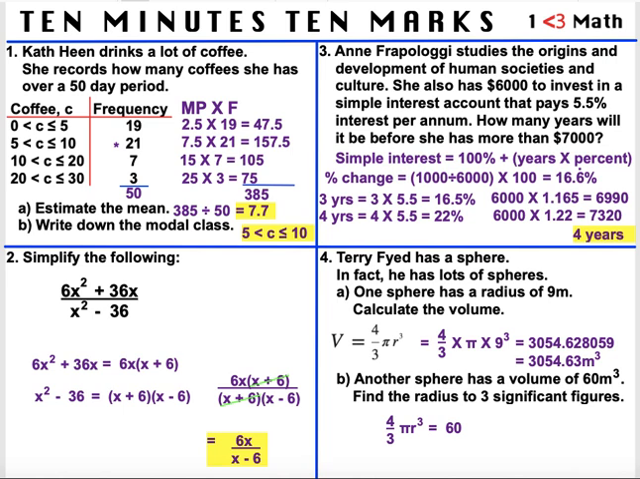So now we need to rearrange this formula so that we can work out the value of r. The first thing we're going to do is multiply both sides by 3 to get rid of the divide by 3. So 4 pi r cubed is going to equal 180. Then we can divide by 4 pi. So that gives us the radius cubed is 180 divided by 4 pi. Then I'm going to cube root that.